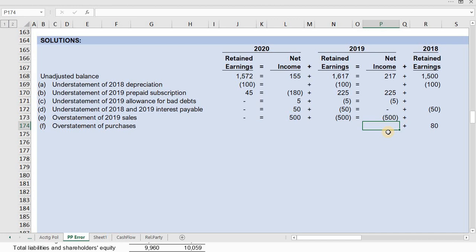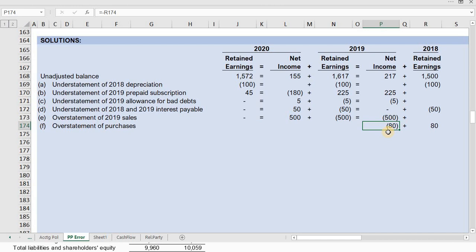So if the 80 pesos was received in 2019, it means that the purchases should have been recorded in 2019 and it should be included in the cost of goods sold for 2019. However, the entity failed to record purchases in 2019. That is why the purchases in 2019 is understated. Therefore, the cost of goods sold is also understated, which makes the net income in 2019 overstated by 80 pesos. So to correct the overstatement of the net income in 2019, we need to deduct 80 pesos.